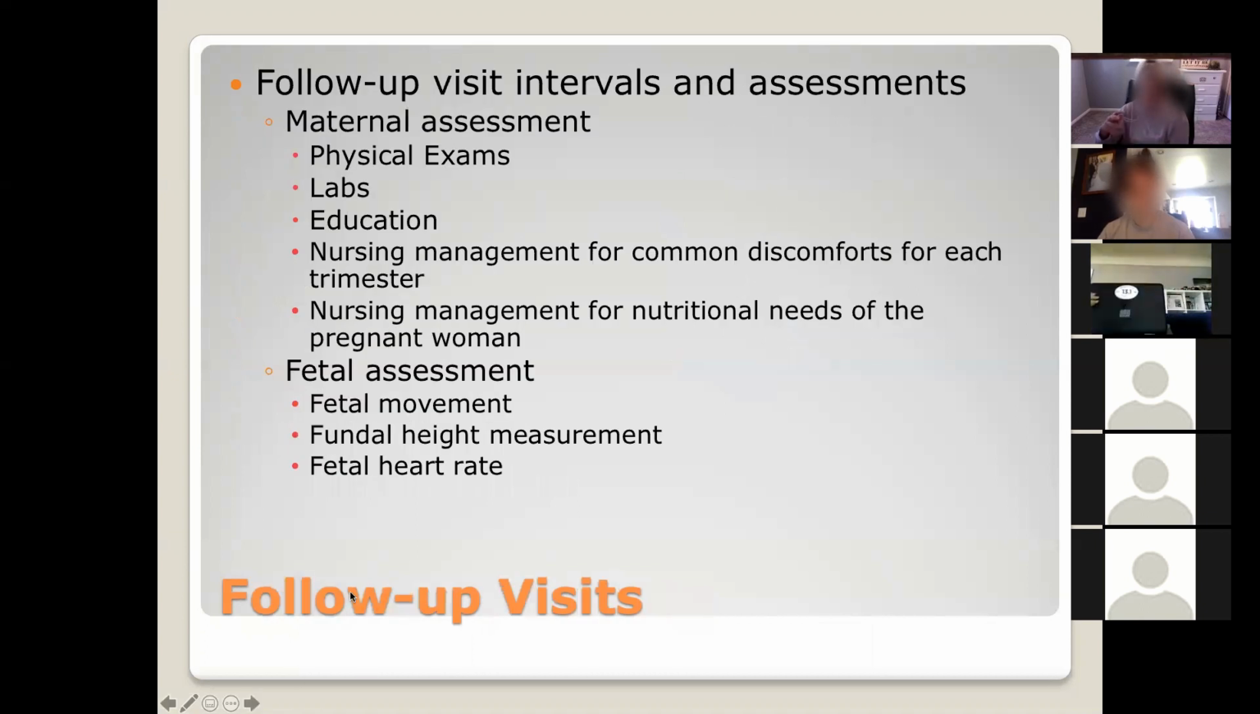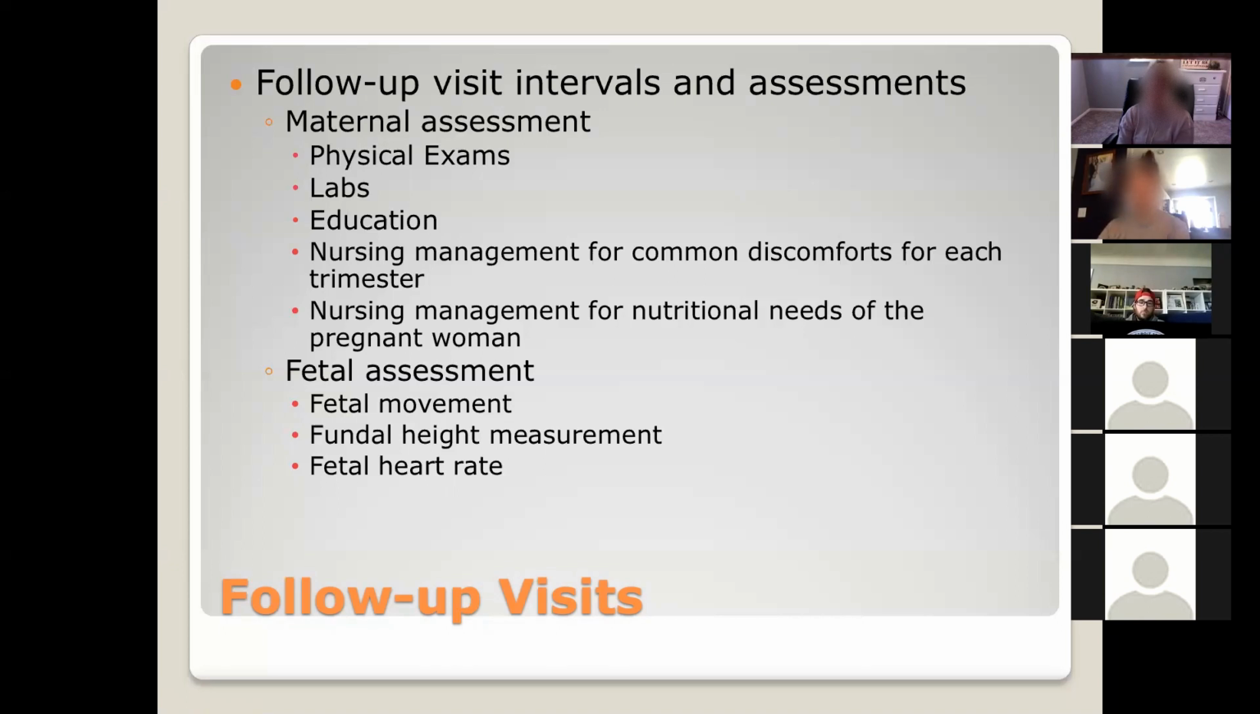So that was your initial visits. Ongoing throughout the pregnancy, those follow-up visits will include continued physical exams and some periodic labs. Education is huge and important, to make sure that we identify any complications early so we can intervene. We make sure the woman understands the importance of prenatal care. Prenatal care is vital to a successful pregnancy. It helps reduce morbidity and mortality in this population, so it's really, really important. Nutritional needs, making sure mom's getting what she needs so baby gets what they need.